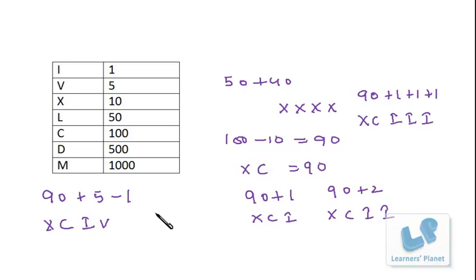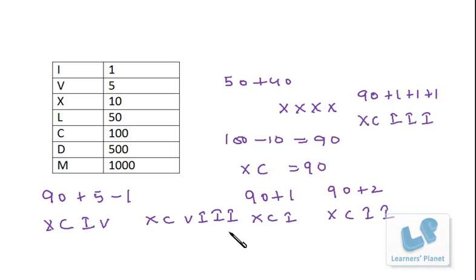Similarly, 95, what is 95? It's X, C, that is 90, and V, that is 5. So it's XCV. For 96, you just have to put one I over here. So it's XCVI. Now for 97, and 98, one more I each.